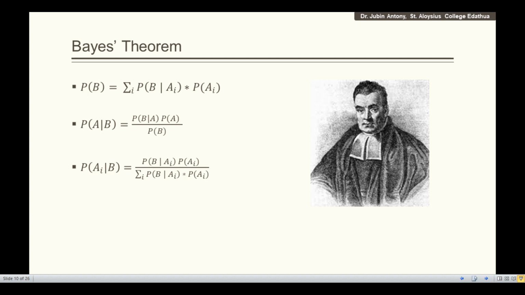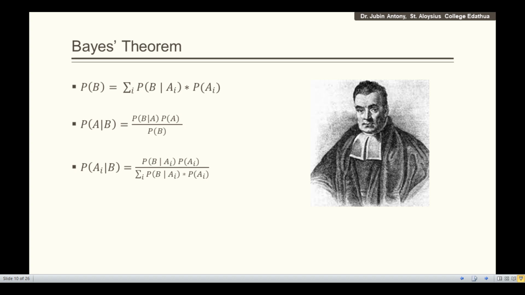Suppose instead of 3 events, we have n events. Then we can write probability of B as equal to summation over i of probability of B given Ai into probability of Ai. Earlier we have got probability of A given B as equal to probability of B given A into probability of A divided by probability of B.